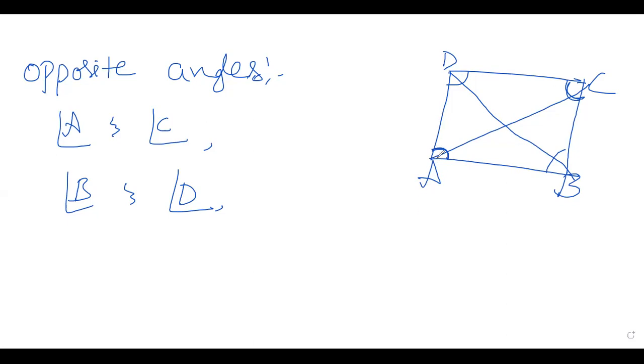See, where the angle A is forming, between AB and AD, right? So between these two lines the angle is forming, and here CD and CB, where does it form? Between CD and CB. There are no common arms here, so these are called opposite angles.